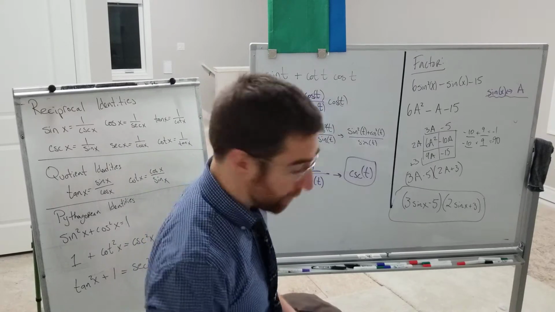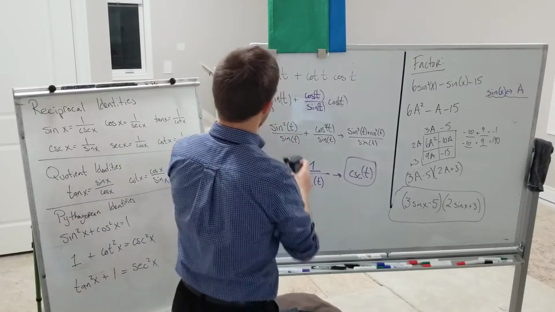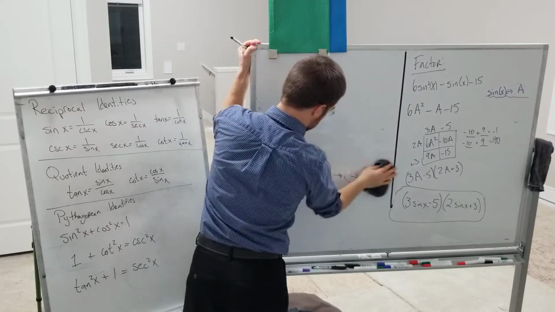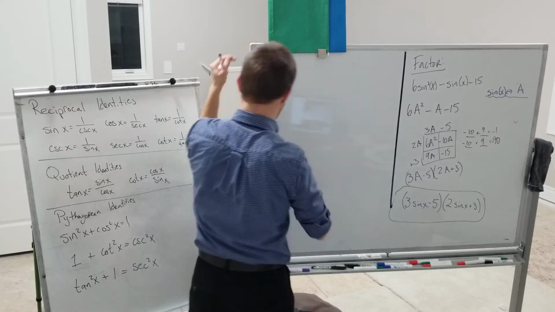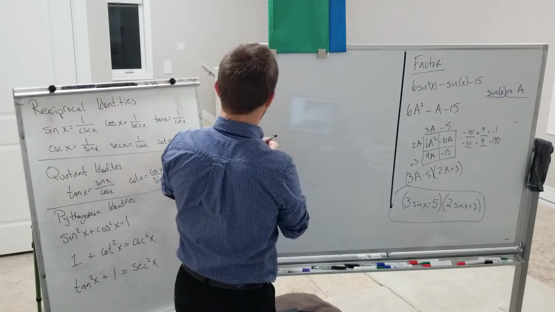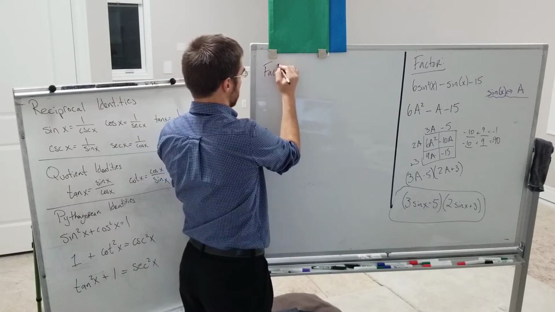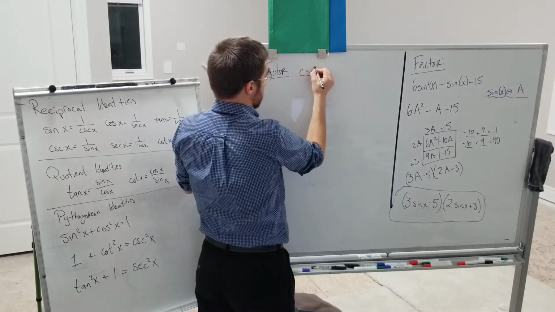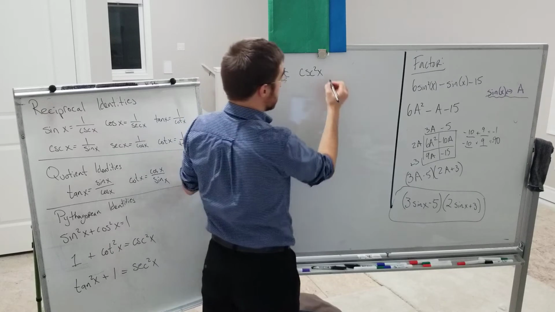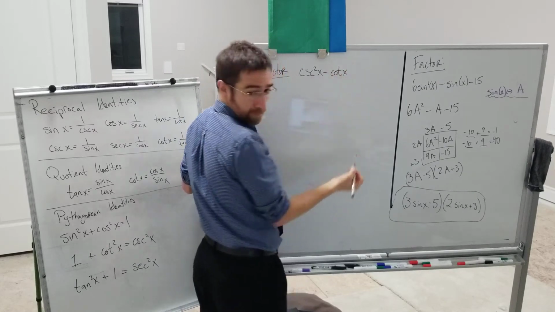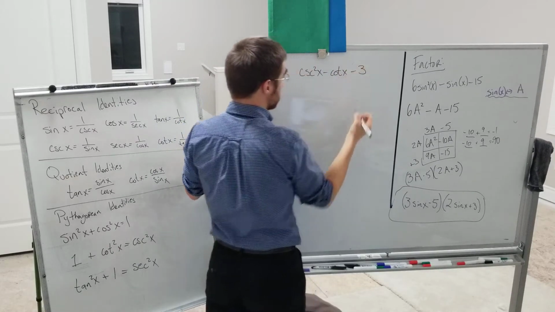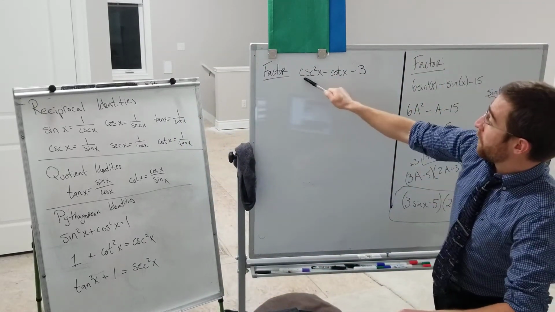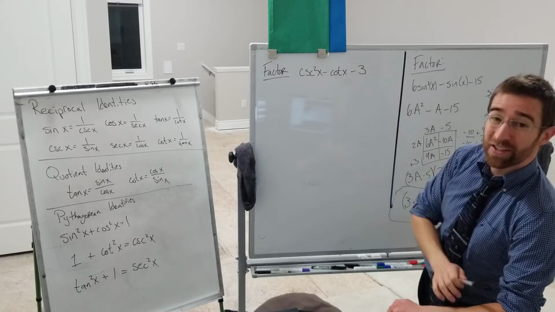All right, one more problem, and then that's it for the video. All right, we are going to factor cosecant squared x minus cotangent x minus 3. So this one is trickier because we have a cosecant squared and we have a cotangent regular.